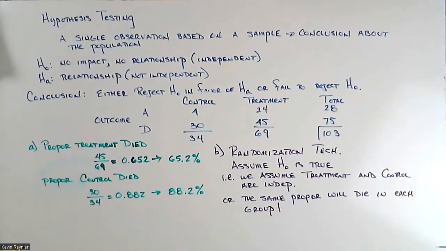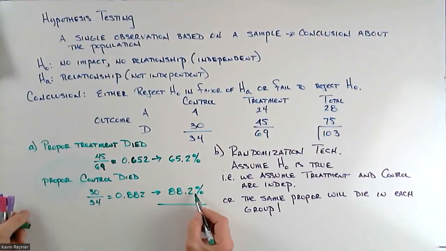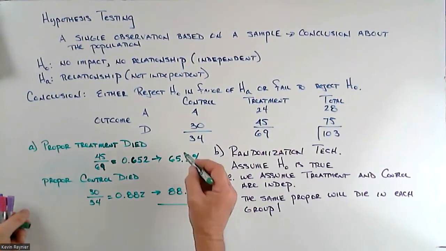That's what we're saying. The same proportion will die in each group. Now, we know in our group that's not the case, right? In our group, if we do the math over here, we had 88.2 minus 65.2.